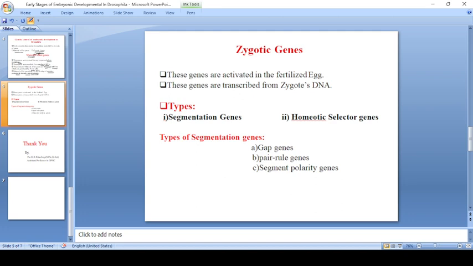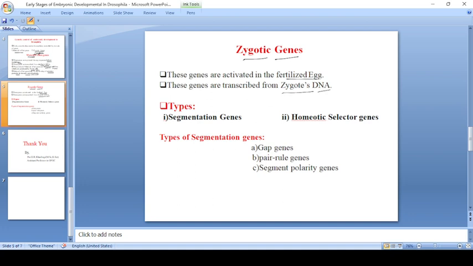The second type of genes are the zygotic genes. As the name suggests, these are genes of the zygote, which forms after fertilization. Zygotic genes are expressed after fertilization, whereas maternal effect genes are expressed before fertilization. These genes are activated in the fertilized egg and are transcribed from the zygotic DNA, the zygote's DNA.